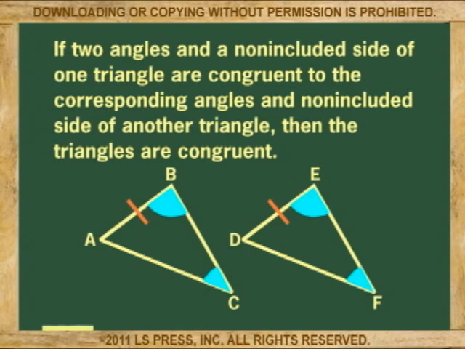If two angles and the non-included side of one triangle are congruent to the corresponding angles and non-included side of another triangle, then the triangles are congruent.